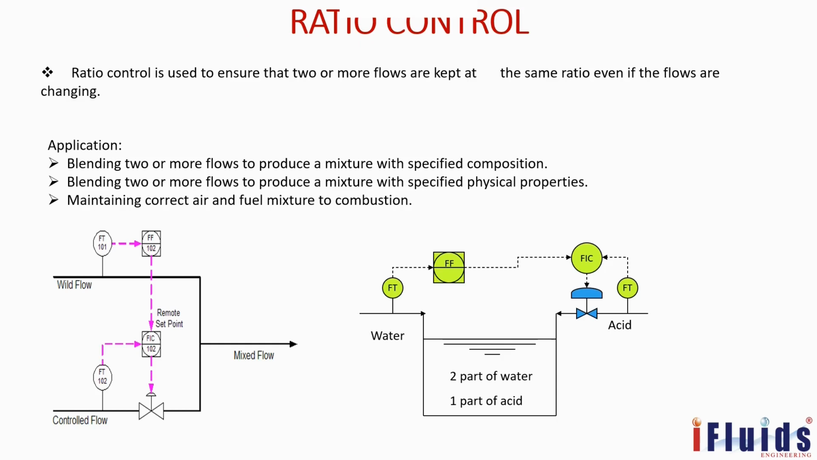Here is one example, water and acid. Two parts of water and one part of acid are mixed in the tank. There is a flow transmitter for the water line, and another flow transmitter for the acid. This flow transmitter goes to the FIC of the acid line. Similarly, the water line is going to the FIC of the acid line. So according to how much water is coming, accordingly the acid will be added. The water FT gives a set point to the FIC.